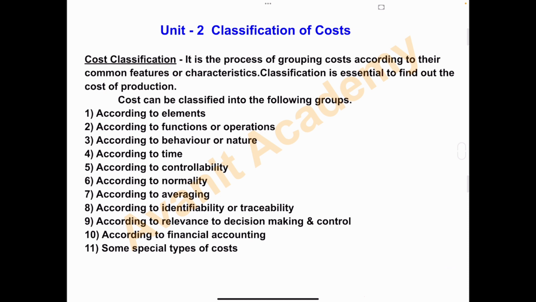Today we will start Unit 2, Classification of Cost. First we will understand the meaning of cost classification. It is the process of classifying the cost on the basis of their nature, characteristics or features. That is called cost classification or classification of cost. Here, costs are classified into following groups.